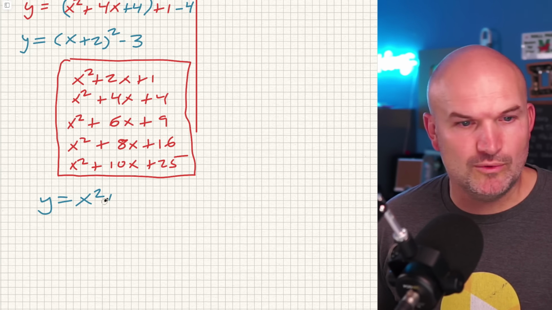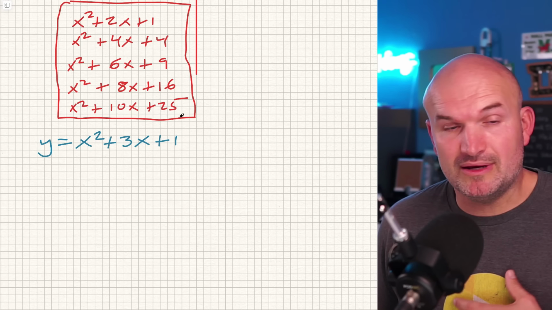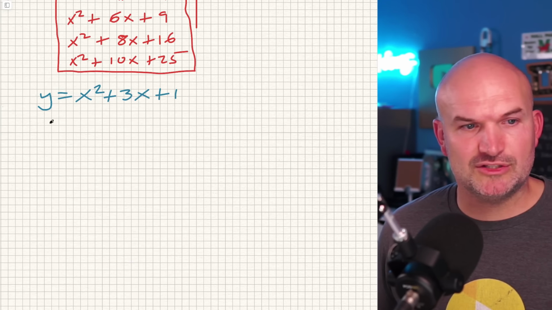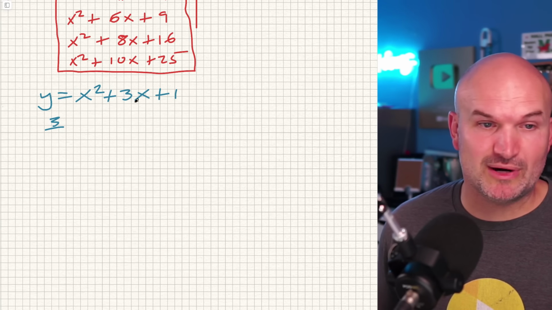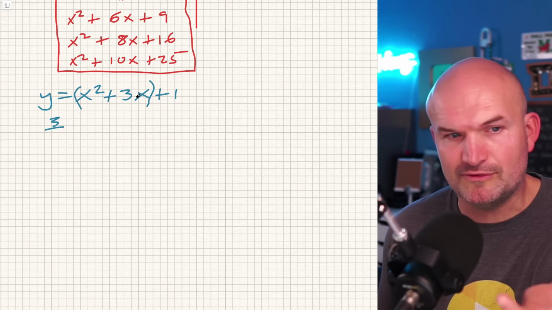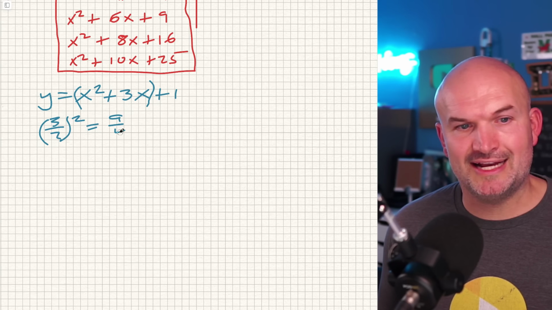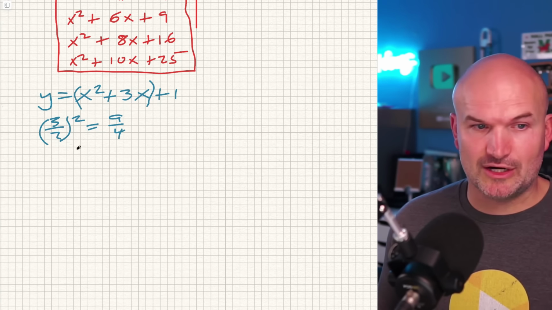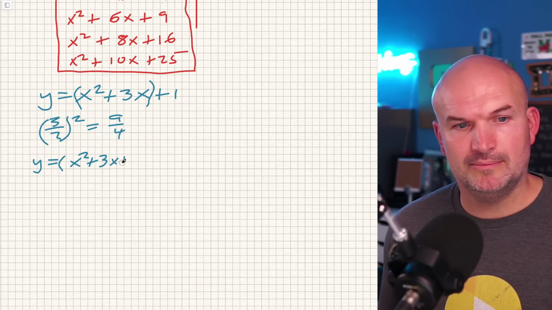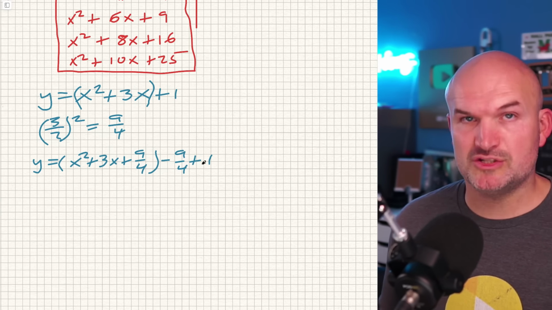So let's work through what would happen if we had something like this. Again, there's nothing wrong with doing this. That's just the beginner level of completing the square. First, let's put parentheses around our first two terms. I didn't do that first in the last example. Do that first. Take your middle term, divide it by 2, square it. That's going to give you a 9/4. Now we're going to plug it inside the parentheses, plus 9/4, and then we're going to subtract it outside the parentheses, and then we have our plus 1.